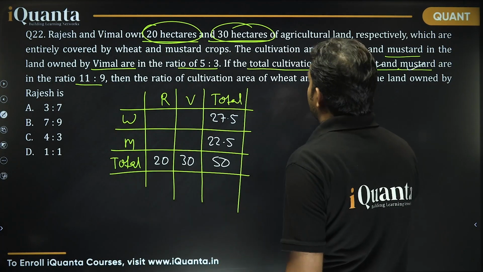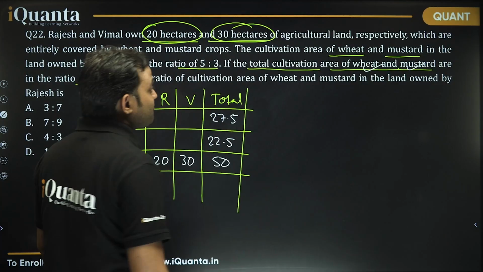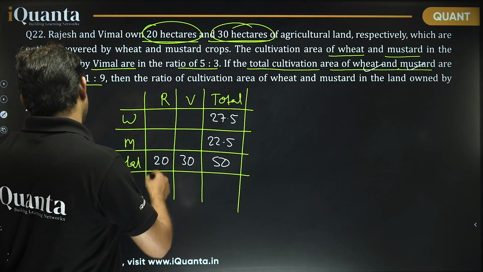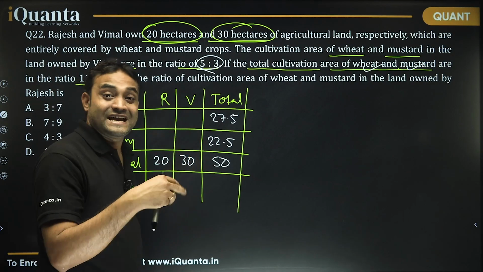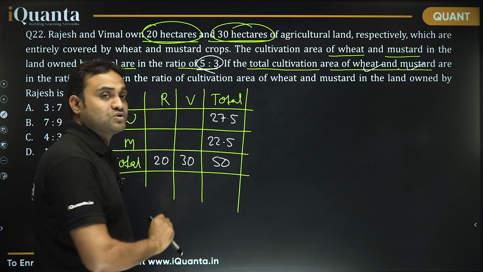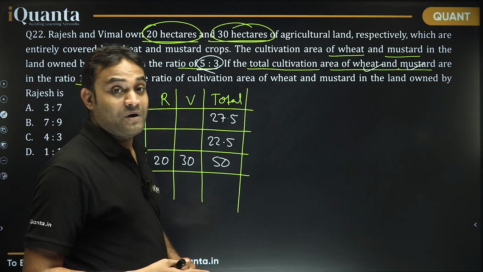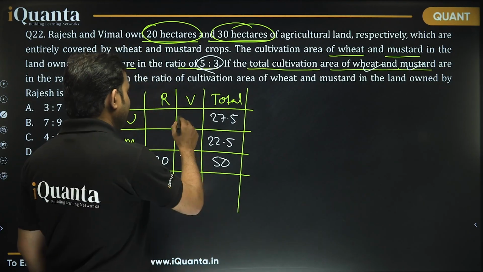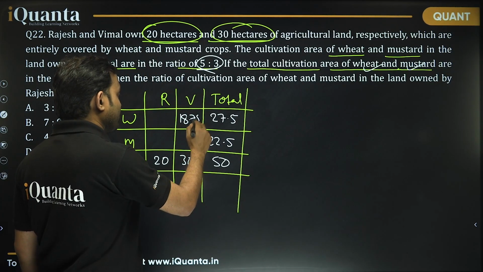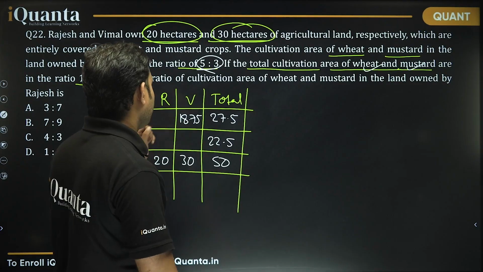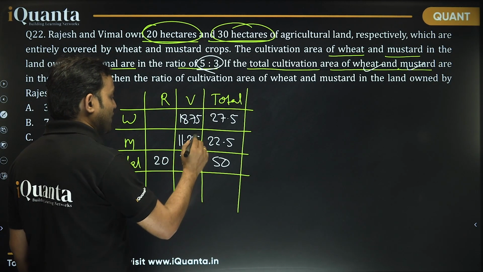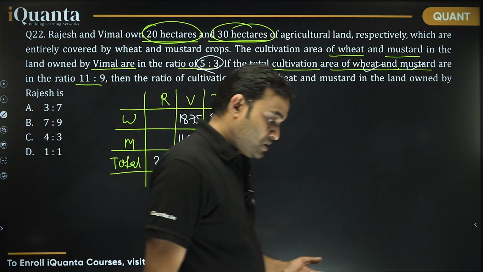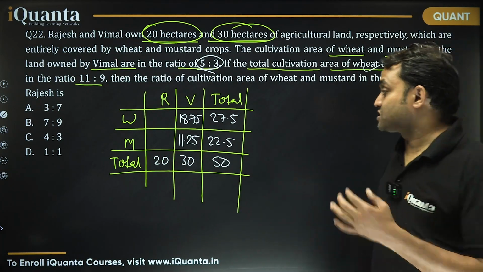Then in the case of Vimal, it says the cultivation area of wheat and mustard in the land owned by Vimal is in the ratio 5:3. 5 plus 3 is 8 units. 8 units is equivalent to 30. What will be 5 out of 8? So it will be 18.75 hectares. This will be for wheat crops, and the remaining, which is 11.25, will be for nothing but mustard crops.